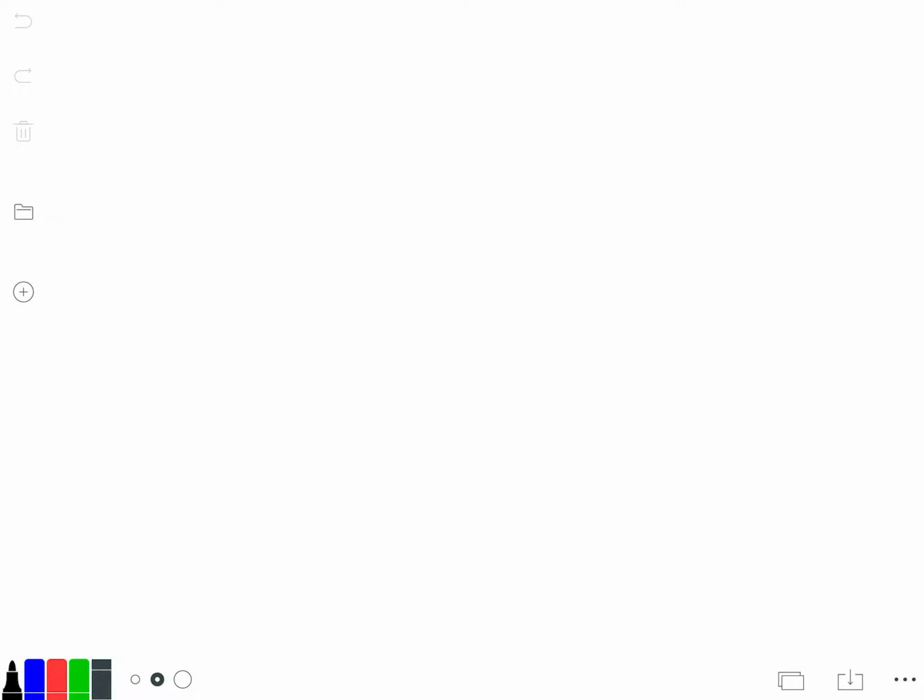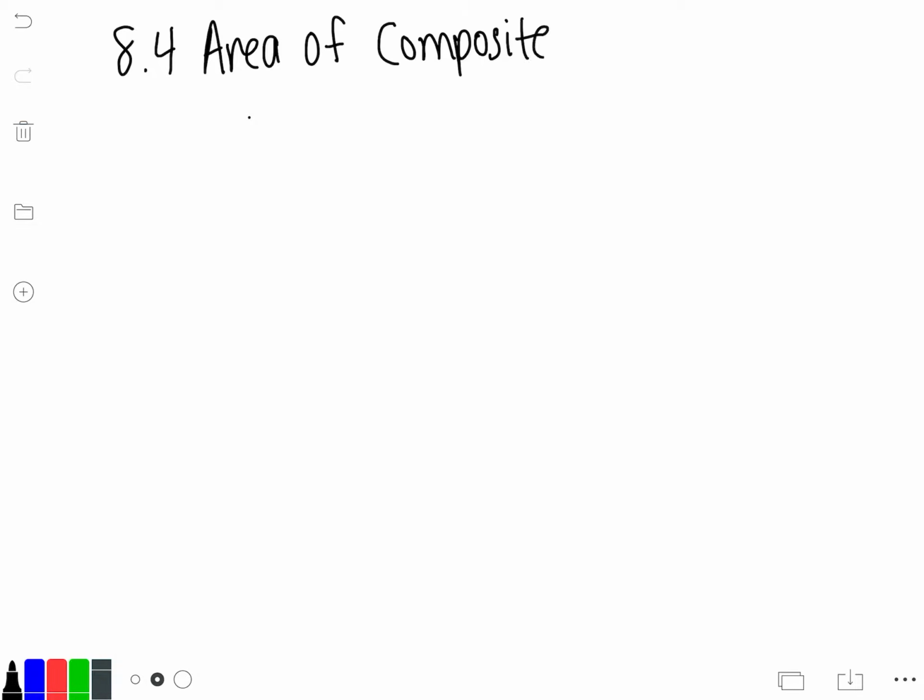This lesson you can title as 8.4, which is area of composite figures. And I'm really not going to get to the meat of this lesson until Thursday. However, I want to try to teach you the area of different shapes that aren't all put together, like one at a time, before Thursday. So this is supposed to be review from last year.